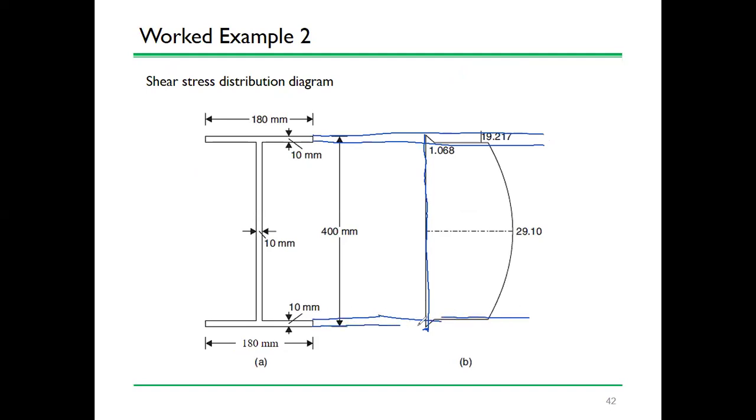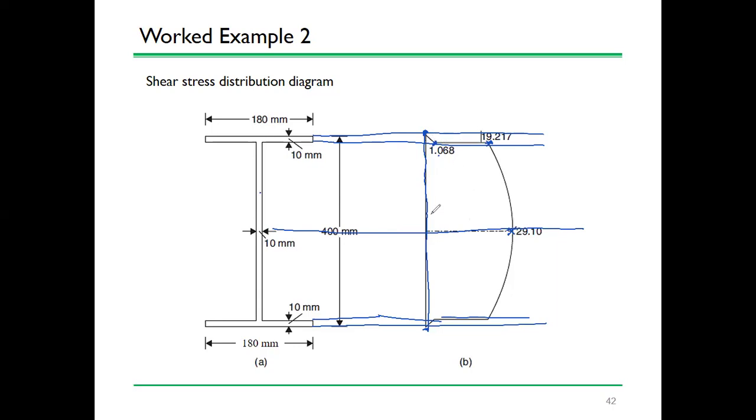This one also goes through the middle like this. Okay, so what you do is that at the top, when you calculated, you got 0 for the flange. And then for the flange at the bottom, you had 1.06. So you do this. And then for the web, you had 19.217. And then at the neutral axis for the web, you had this value.